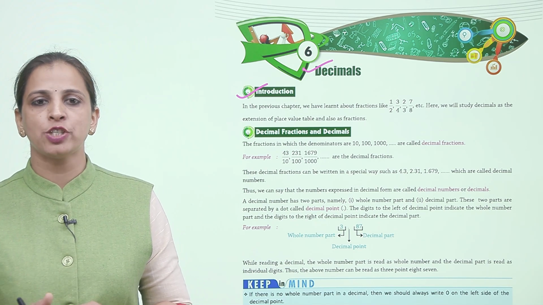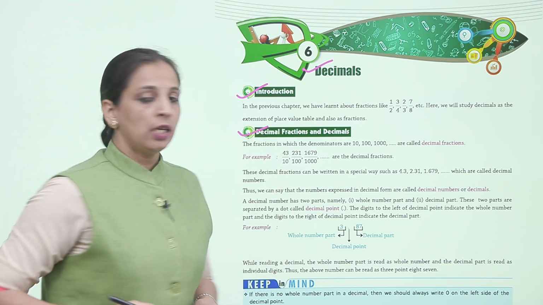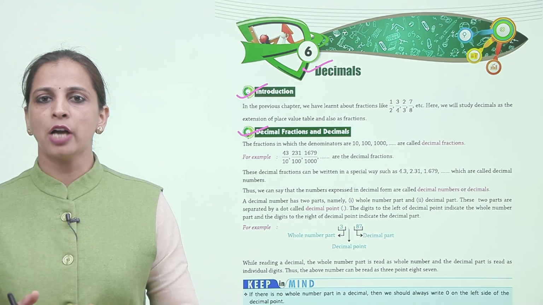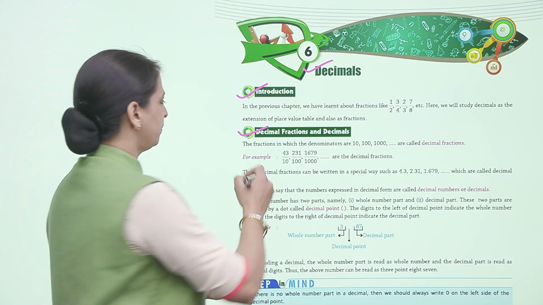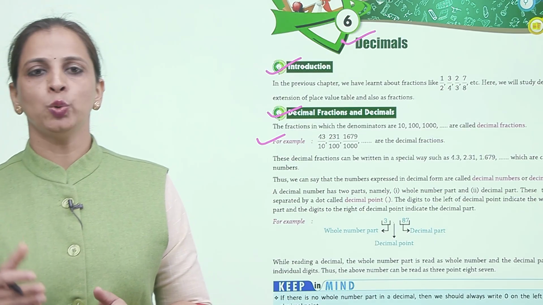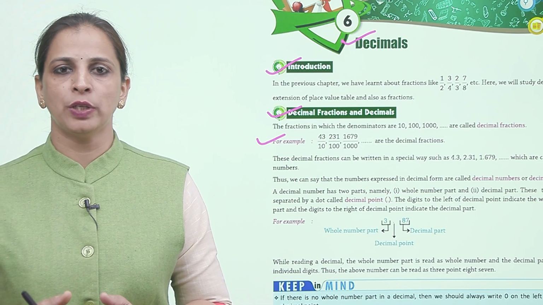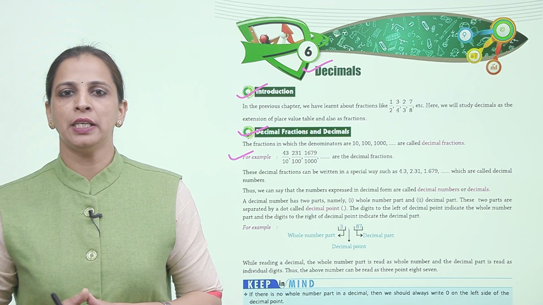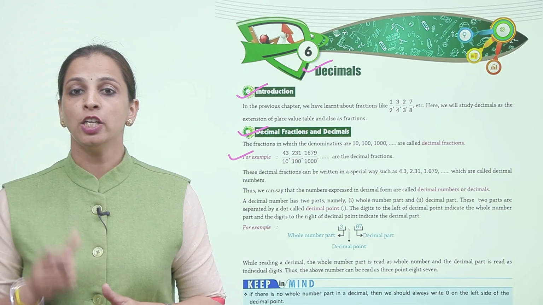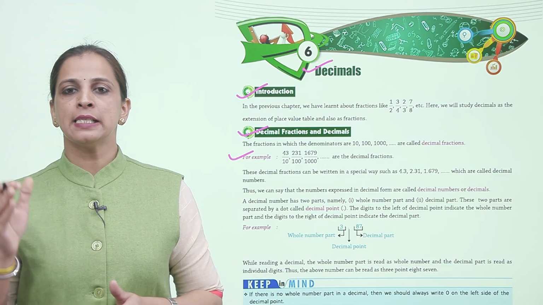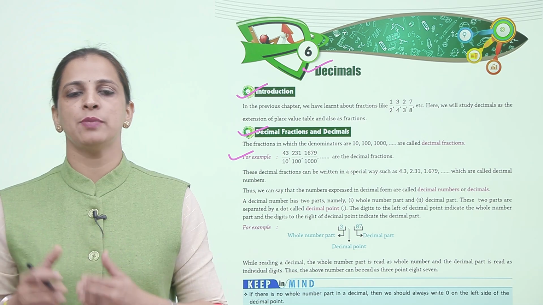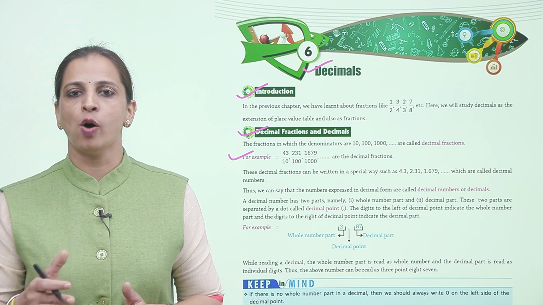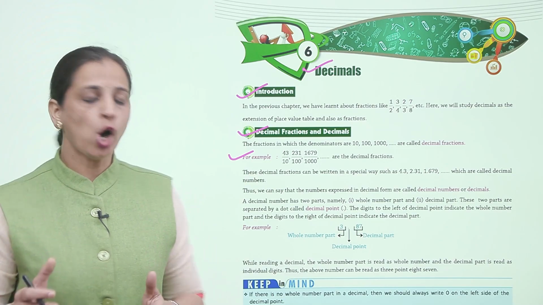Now, decimal fractions and decimals. The fractions in which the denominators are 10, 100, 1000, etc. are called decimal fractions. For example, 43 by 10, 231 by 100, 1679 upon 1000, etc. are the decimal fractions. These decimal fractions can be written in a special way such as 4.3, 2.31, 1.679, etc., which are called decimal numbers. Thus, we can say that the numbers expressed in decimal form are called decimal numbers or decimals.